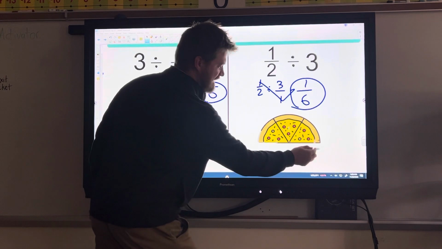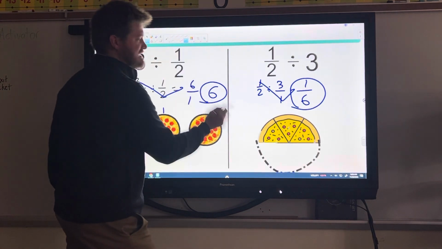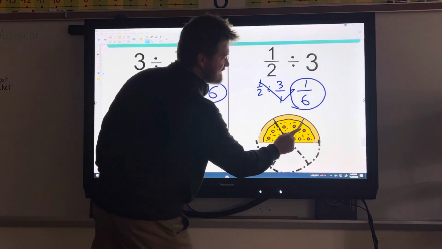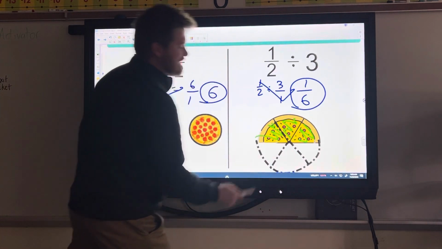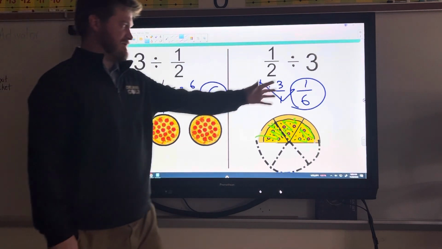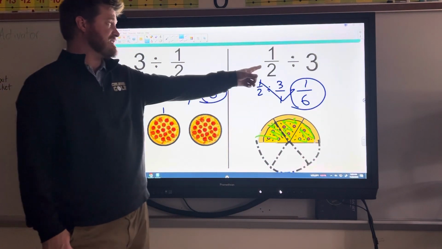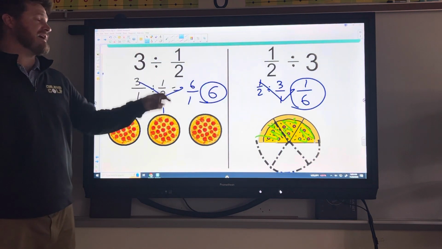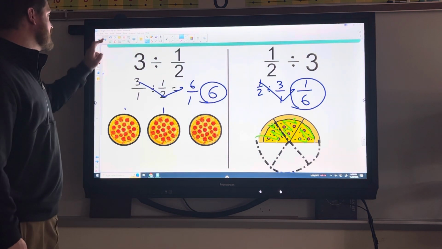If I were to go ahead and draw the rest of the pizza that is missing here, these 3 pieces are 1/6 of the original pizza. That's why this answer is 1/6. When you start with a fraction divided by a whole number, the answer gets smaller. When you start with a whole number divided by a fraction, the answer is actually going to get larger.